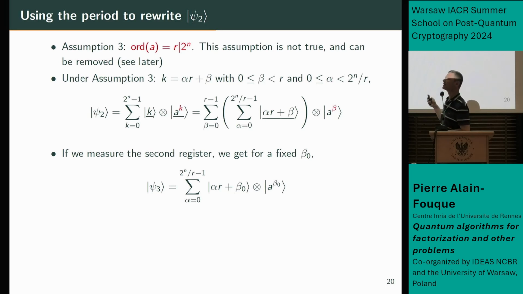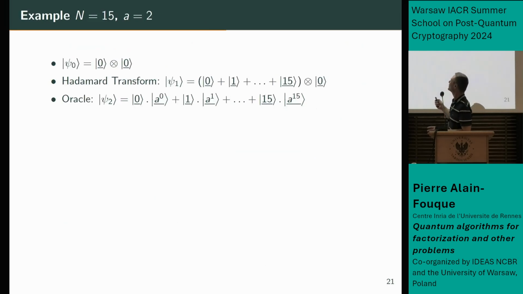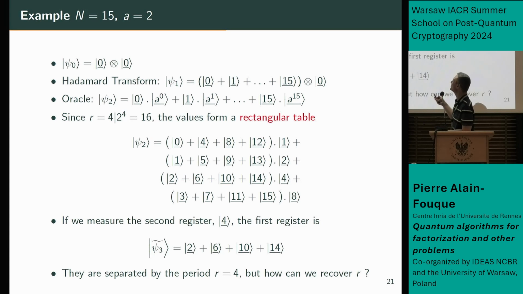I see that the states A to the K and A to the K plus R are the same, not just mod N, but... Yeah, I assume that the order of A is R. Sure. I don't understand why... I think I have to think about it a bit more. Okay, that's why I put this example, to see exactly what is going on here.